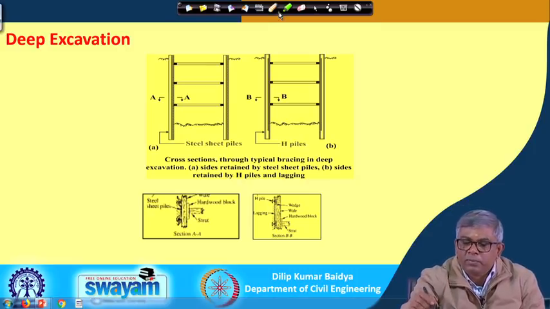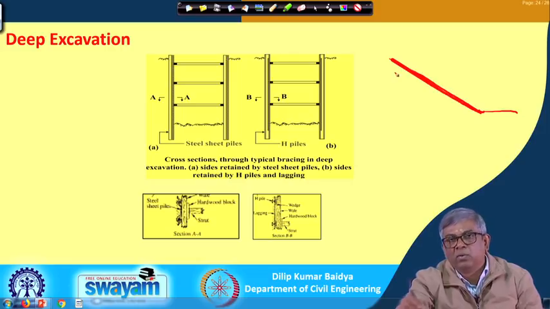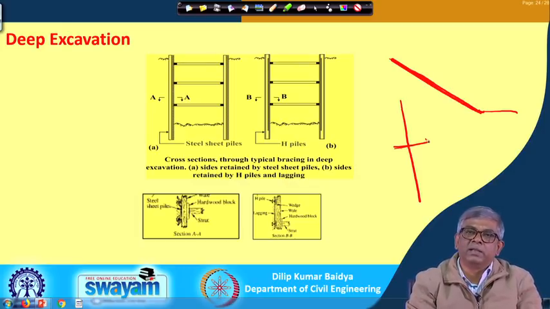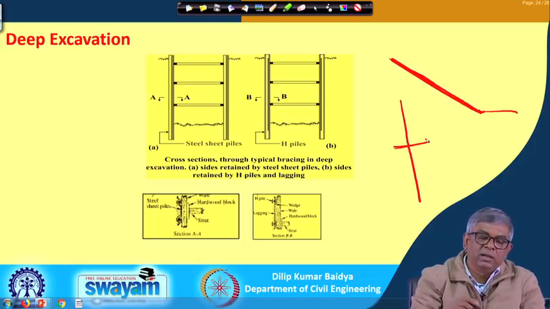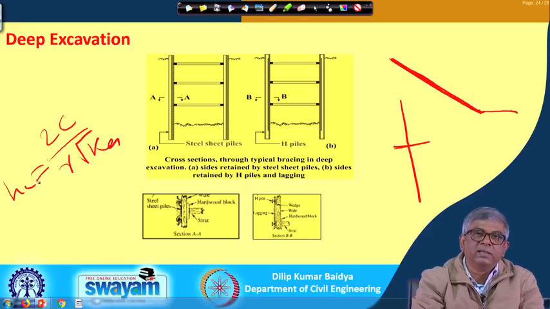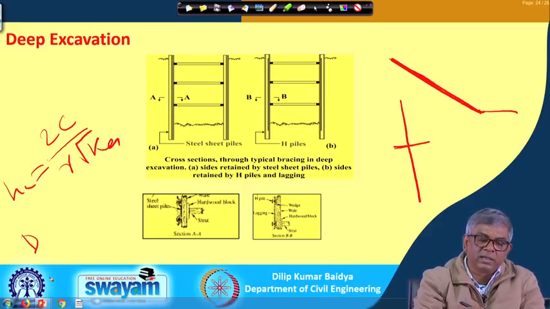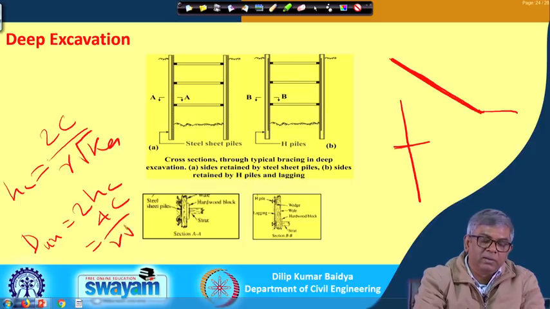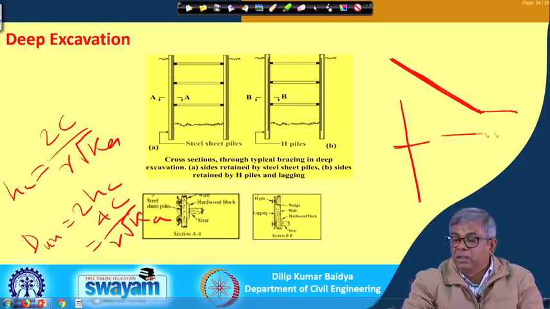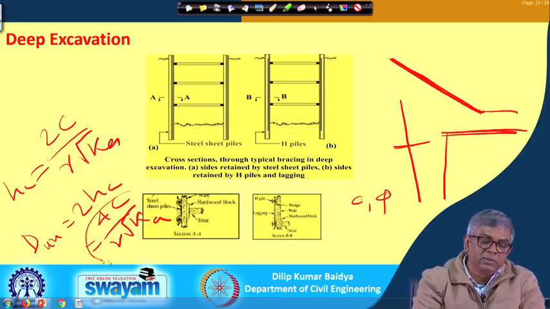If you make a slope, then we can go to quite a significant depth, but if you want to cut vertical, then there is a limitation. While discussing earth pressure theories, we discussed that for a C phi soil, the depth of tension crack H C is 2 C by gamma root K A, and the depth of unsupported excavation will be twice H C. That means it will be 4 C by gamma root K A. So if there is a ground surface having values of C and phi, then up to what depth we can excavate without support, we can find out by this equation.